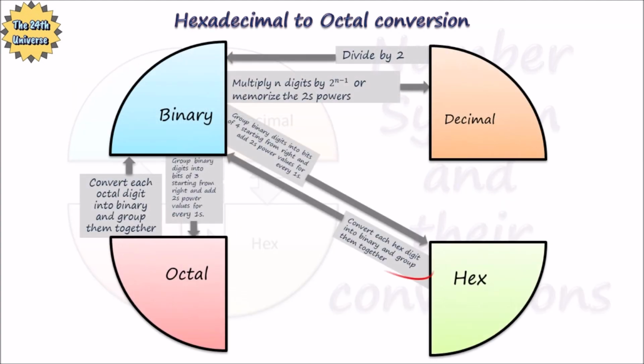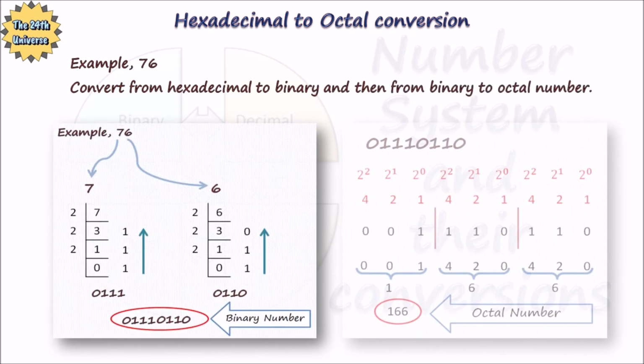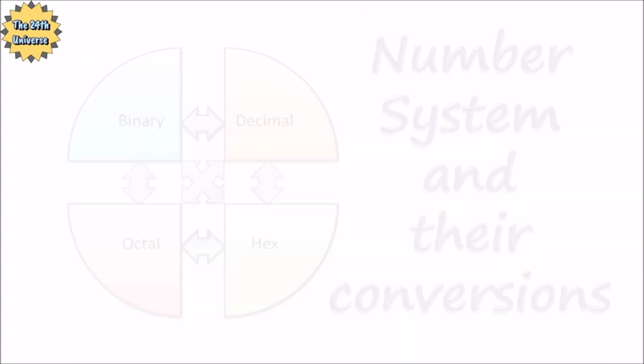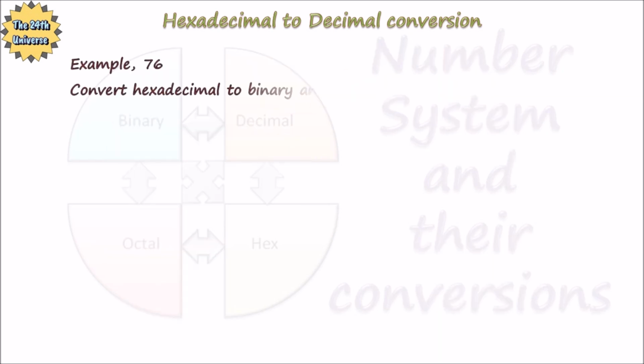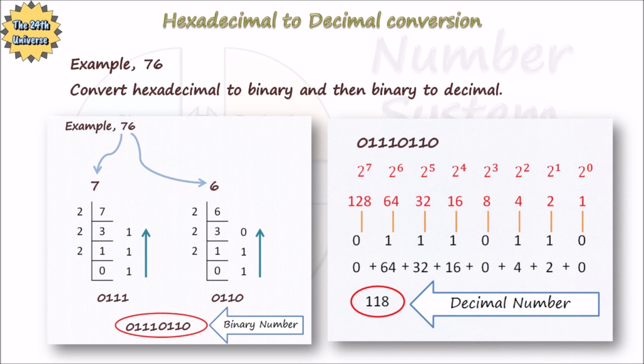Hexadecimal to octal. Just convert from hexadecimal to binary and then from binary to octal number. For example, the hexadecimal number 76 is first converted to binary number 011101110 and then to an octal number 166. Hexadecimal to decimal. Just convert hexadecimal to binary and then binary to decimal. For example, the hexadecimal number 76 is first converted to binary number 011101110 and then to a decimal number 118.